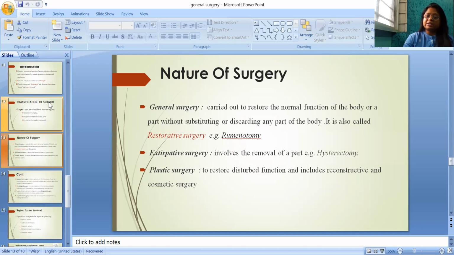Another is plastic surgery, to restore disturbed function, and it includes reconstructive and cosmetic surgery. That is plastic surgery or cosmetic surgery. Here you are adding some additional part in case of plastic surgery.